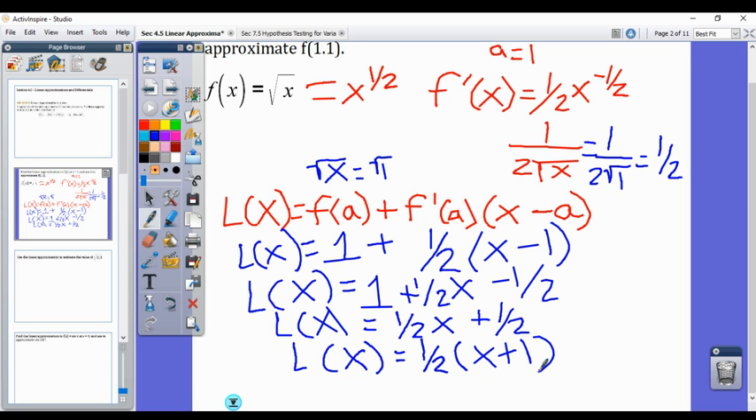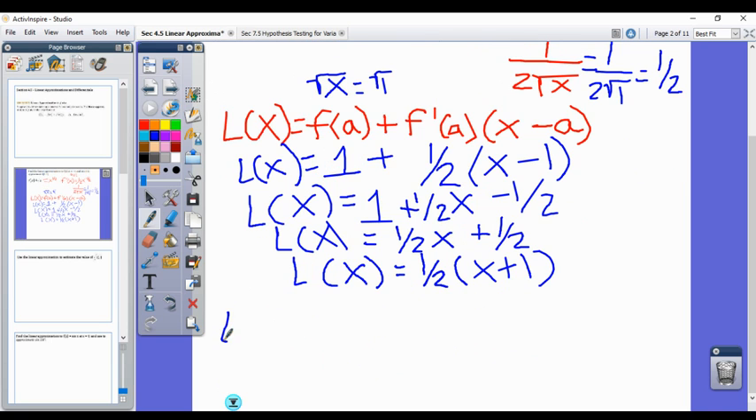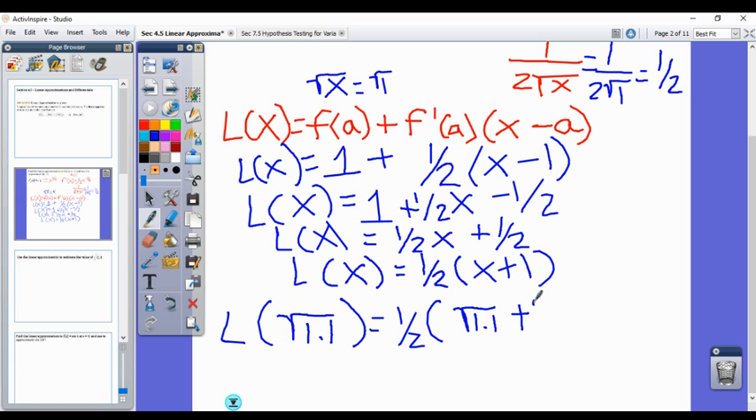So now I'm going to use that to approximate the value of the square root of 1.1. And that is going to give me about 1.05. Okay.